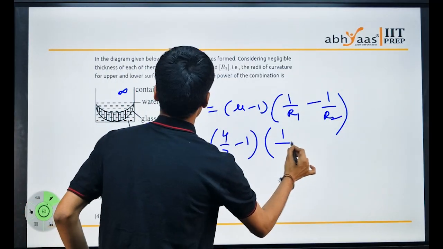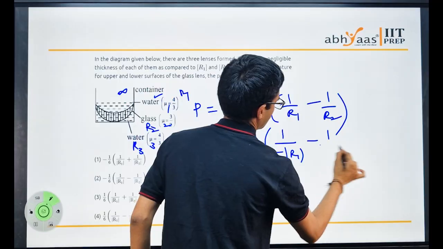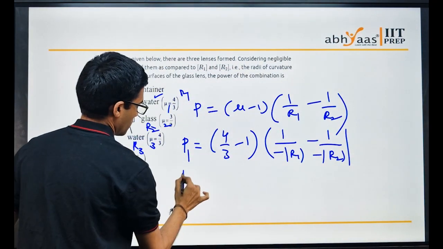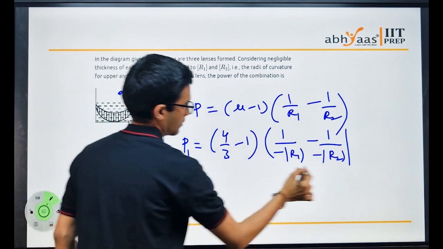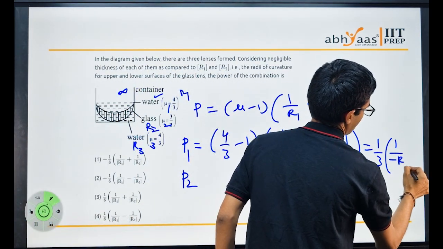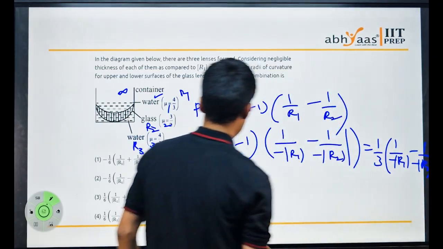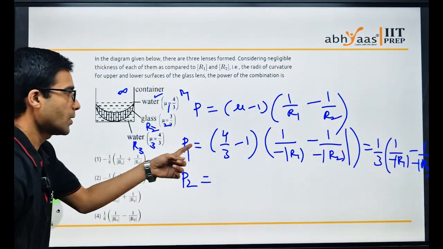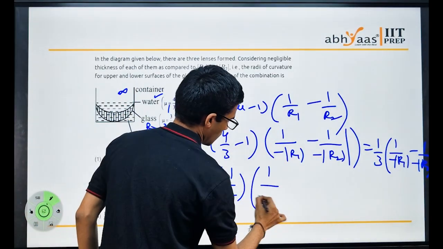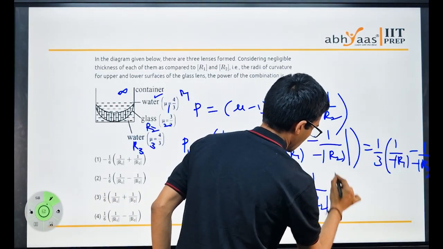So 1 by 3 into 1 by minus R1 minus R2. Okay, based on the lens I am taking that one. P2 is equal to, here 1 by 3 will be there. Next P2: what is there, 3 by 2 minus 1. Directly I am writing it as 1 by 2, into 1 by R1 minus 1 by R2.